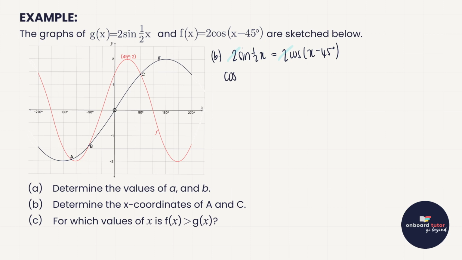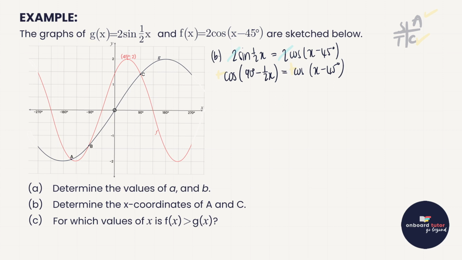I'm going to say, let's call this cos, because these are co-functions. 90 minus a half x is equal to cos of x minus 45. And now that they're the same trig ratio, I can then apply the CAST rule. According to the CAST rule, what I want to check is where cos is positive. It's going to be in quadrant 4 and quadrant 1.